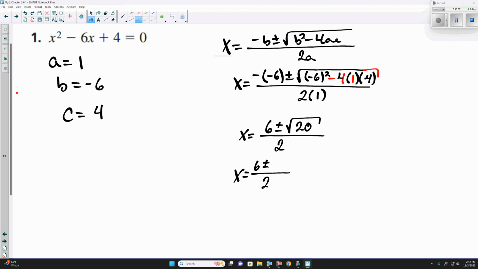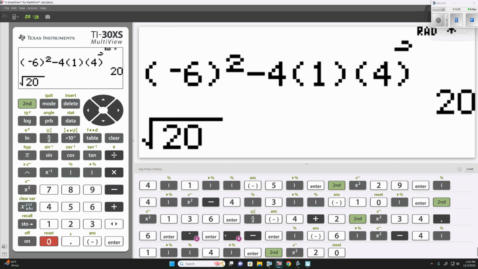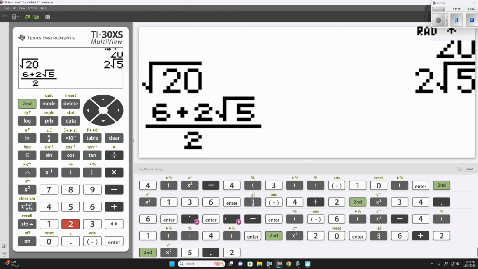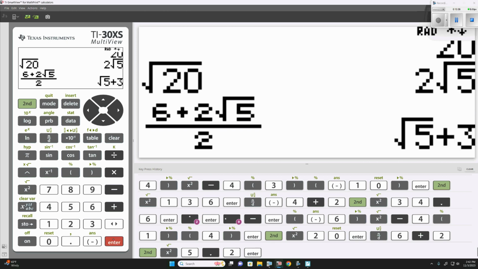Now the square root of 20 will simplify. 2 square root of 5. Questions on this here? The calculator will tell us that also. 2 square root of 5. Now we can see if this does simplify because there's a common factor of 2 again, yes? Because we have 6 plus 2 square root of 5 all over 2 is? Square root of 5 plus 3, or 3 plus the square root of 5.